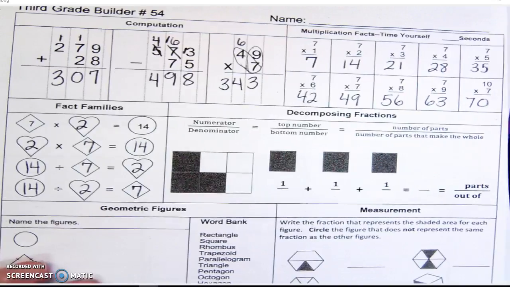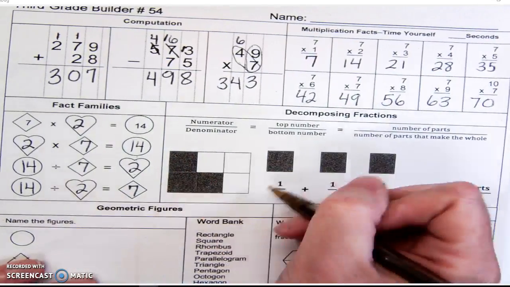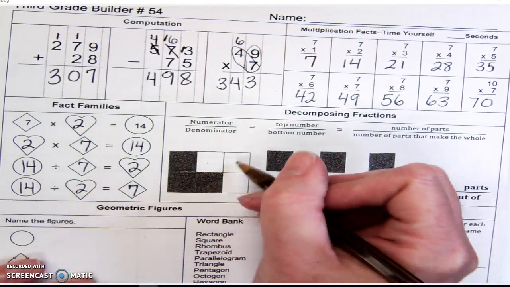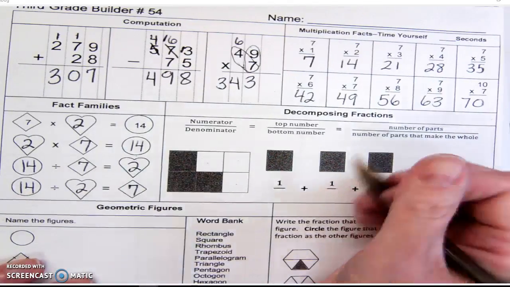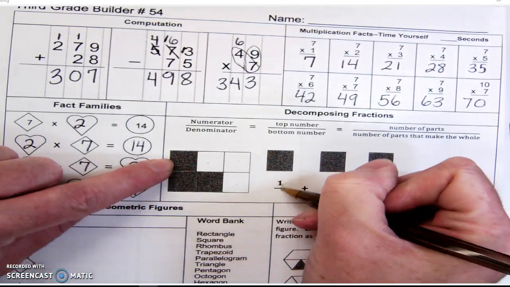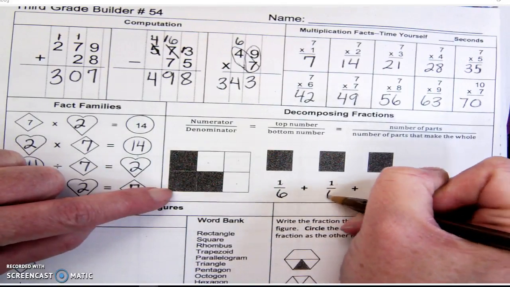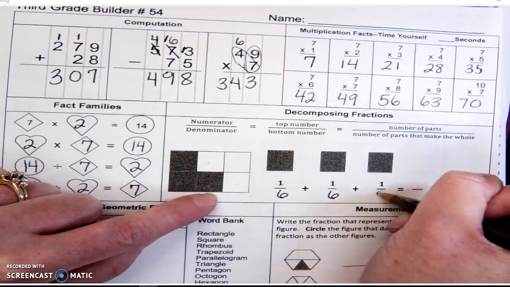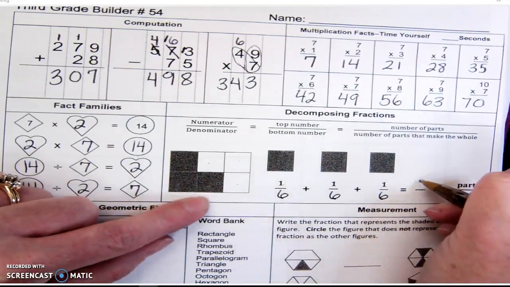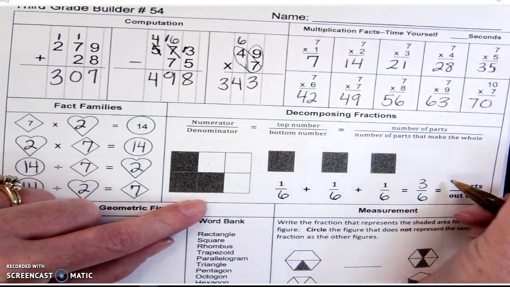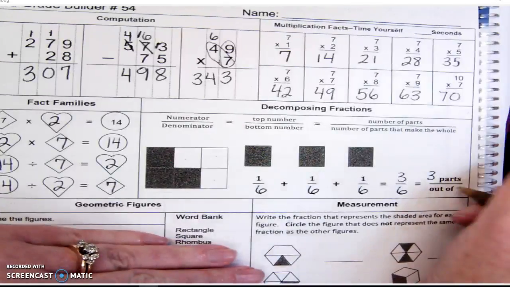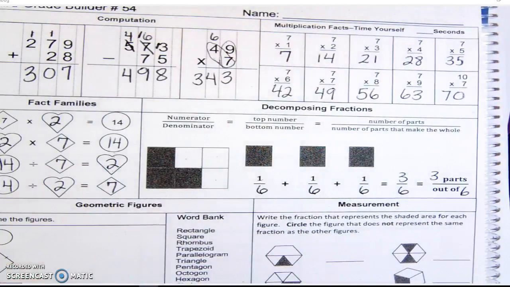The decomposing fractions section. We're going to look, our denominator will be 6 because there are 6 total parts. So this piece right here is 1/6 plus another 1/6 plus another 1/6. Altogether, 3/6 are shaded. 3 parts out of 6 are shaded.